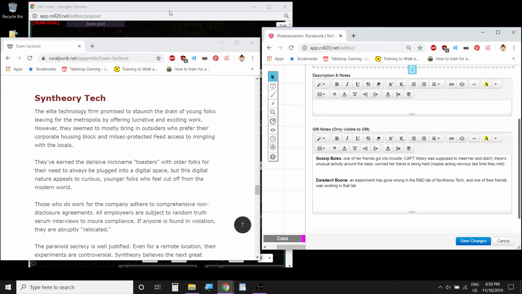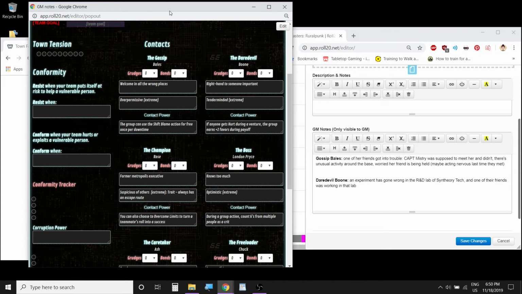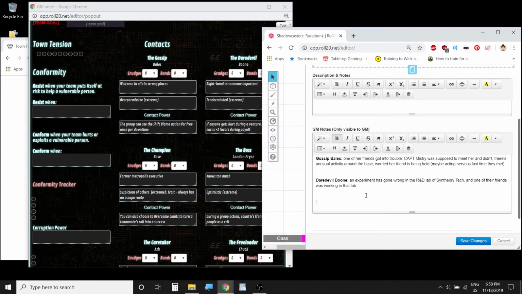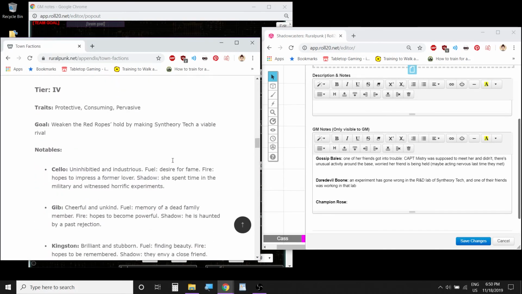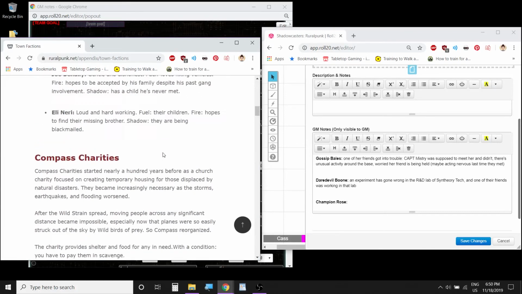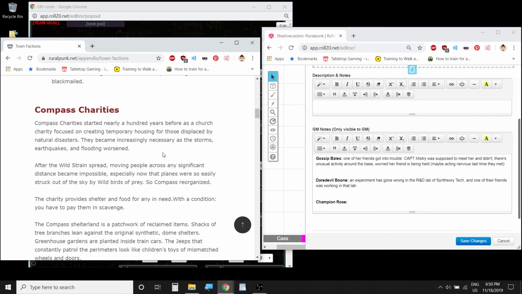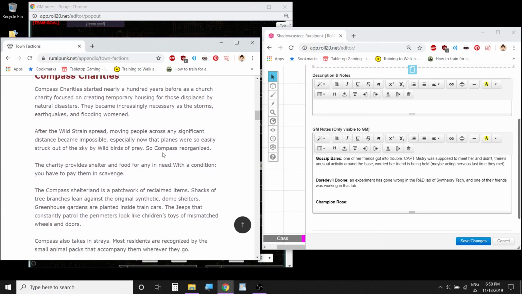Alright. So, our champion, Rose. So, Rose is connected to Compass Charities. So let me see what Compass Charities' goal is, to see if that's something I can just kind of pull from. So Compass Charities started 100 years ago. They were a church charity giving temporary housing to people who were being displaced by the growing natural disasters.